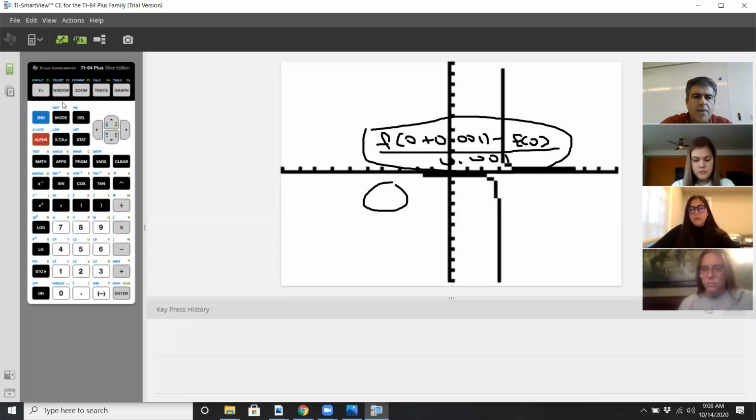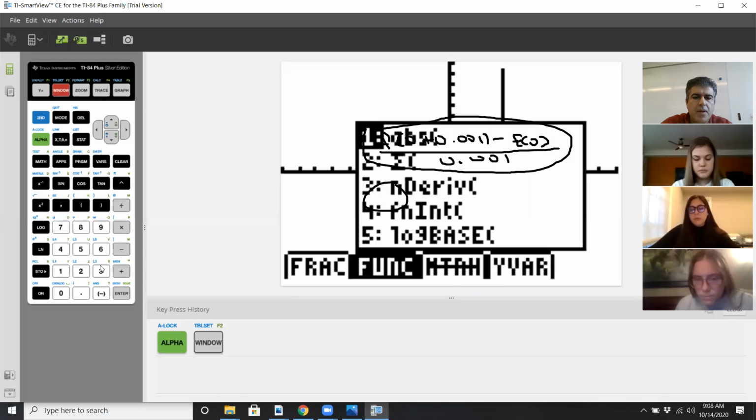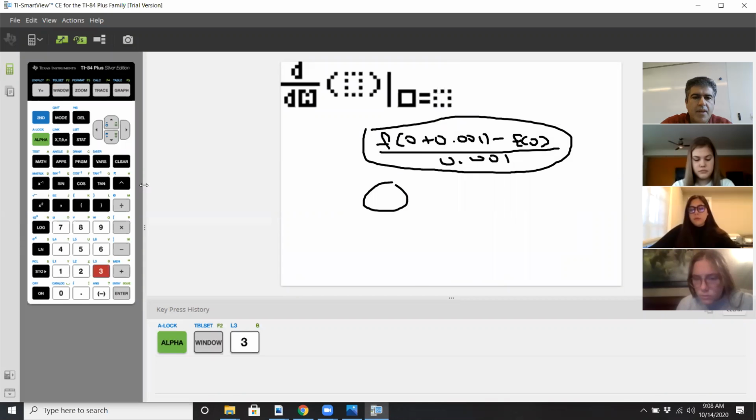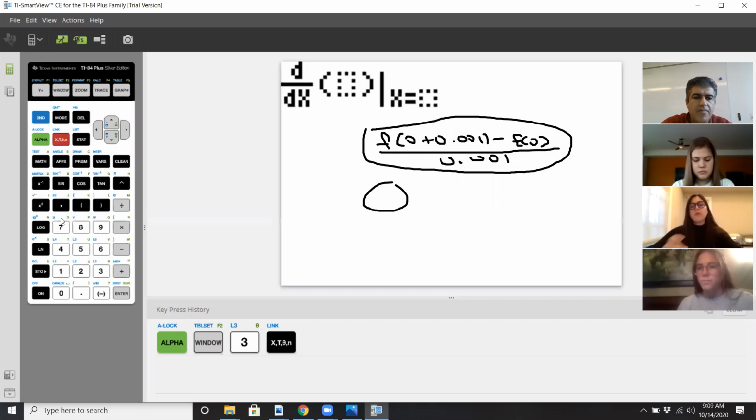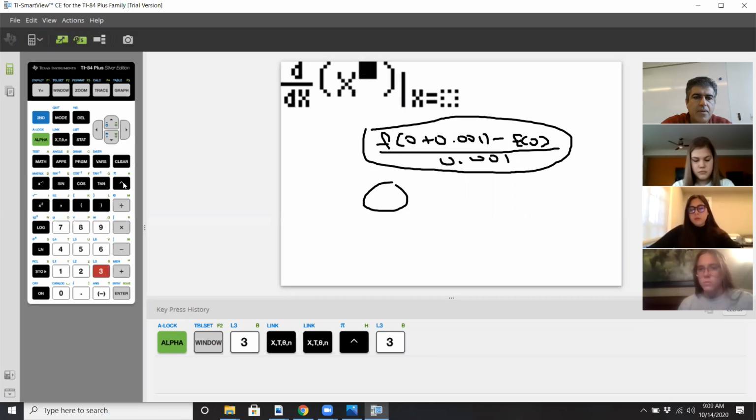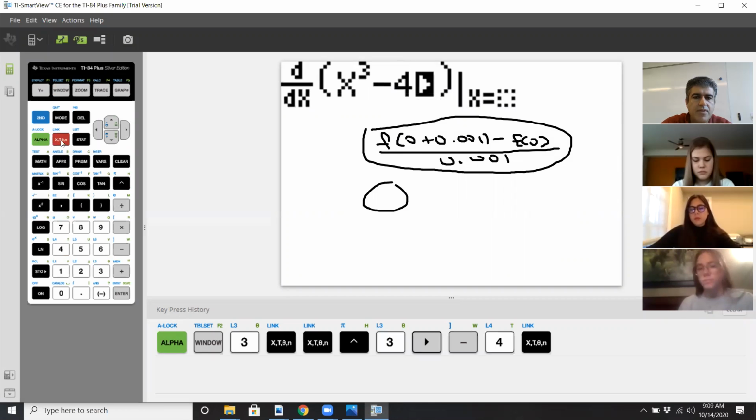So yeah, you go alpha, window, option 3, and it's the derivative with respect to x of x cubed minus 4x at x equals 0. And that's what I get.